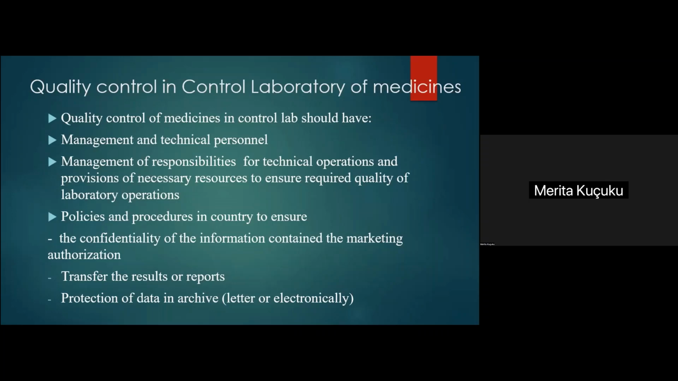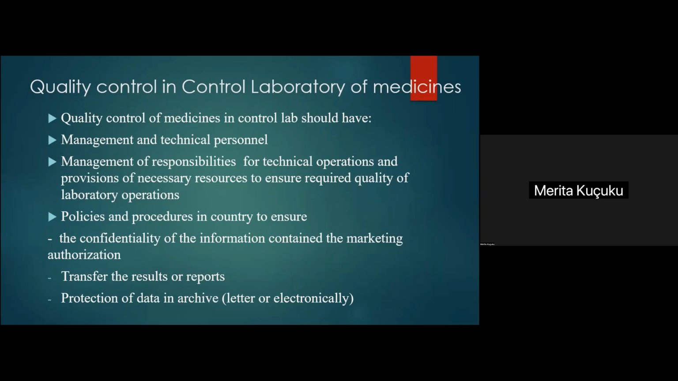Quality control of medicines in a control lab should have management and technical personnel, management responsibilities for technical operations, and provision of necessary resources to ensure required quality of laboratory operation. There should be policies and procedures in the country to ensure, first, confidentiality of information containing the marketing authorization, transfer of results and reports, and protection of data in the archive, and this depends on whether the archive has paper or electronic storage.